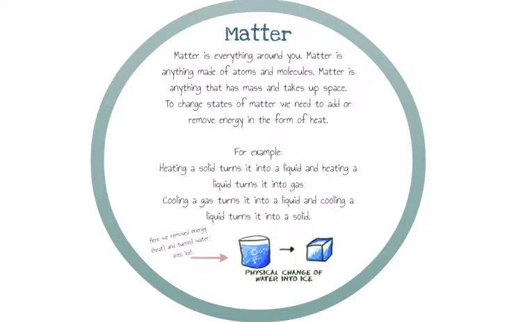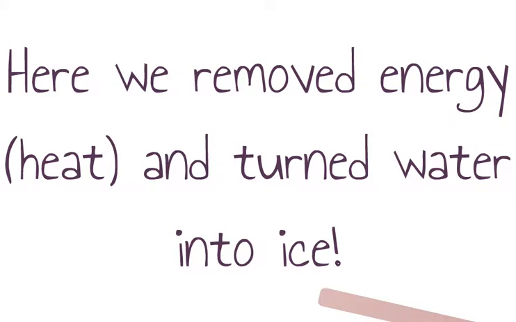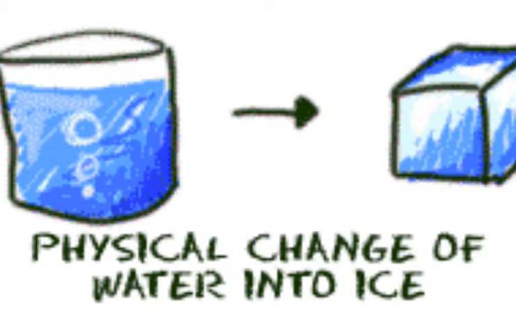To change states of matter, we need to add or remove energy in the form of heat. For example, heating a solid turns it into a liquid, and heating a liquid turns it into gas. Whereas cooling a gas turns it into a liquid, and if I cool a liquid, I'm going to turn it into a solid. Here, we removed energy, such as heat, and turned water into ice. So on the left, I have a cup of ice that I cooled and I removed heat energy, and here I have my ice on the right.